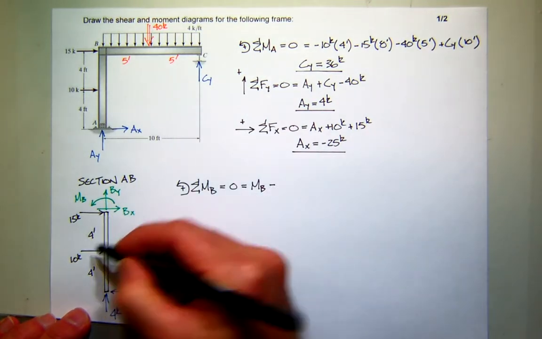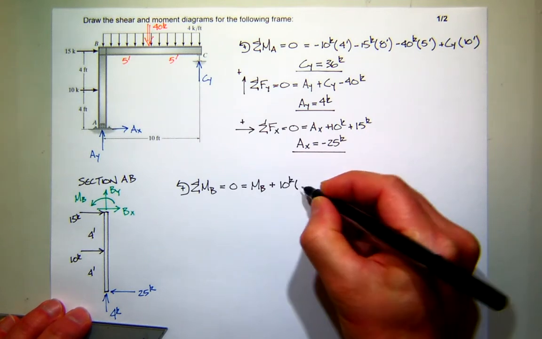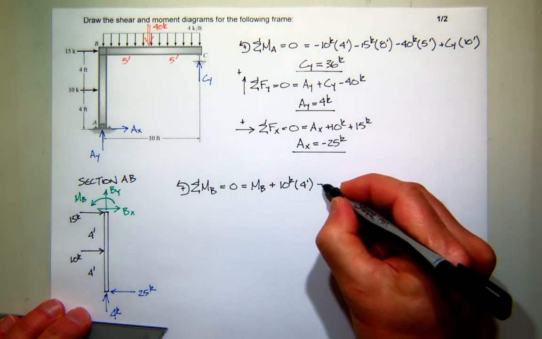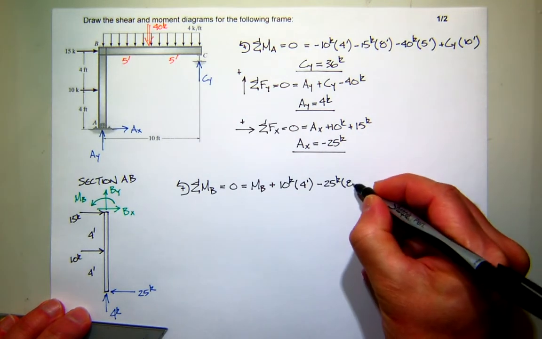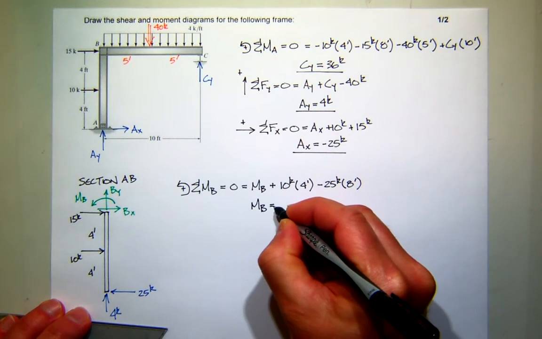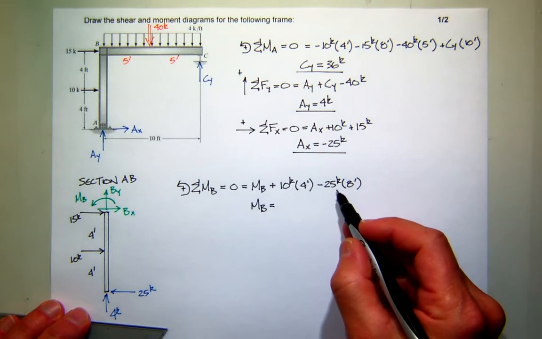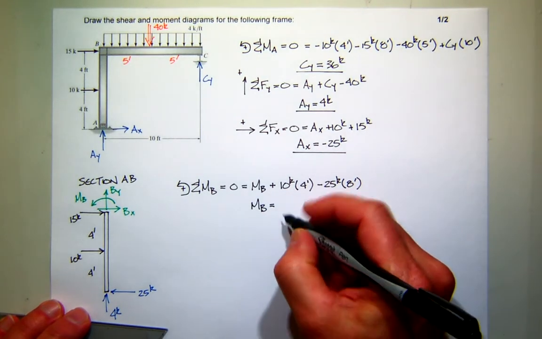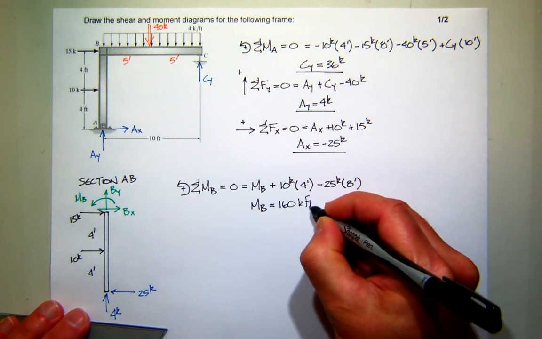This is going to be a positive moment, so I'll say 10 kips times a moment arm of 4. And then the 25 is going to be negative moment, and it'll have a moment arm of 8. So from this, I should be able to find my moment at B. It looks like it's going to be positive. That's 200 minus 40 is 160. Yeah. And that should be kip-feet at B.